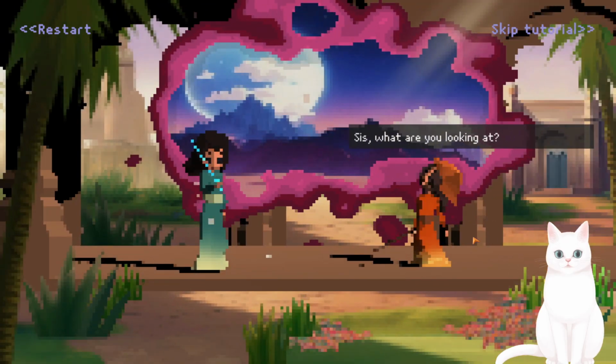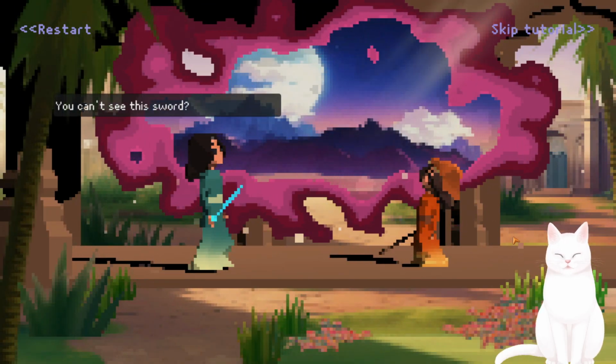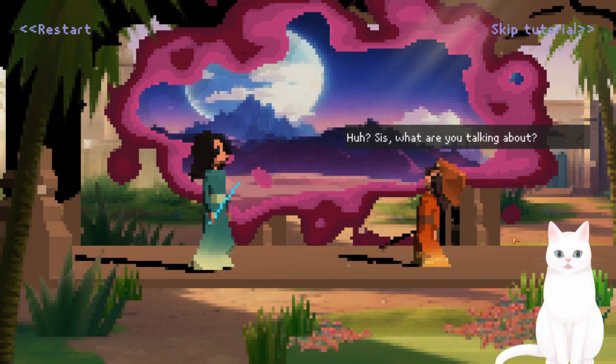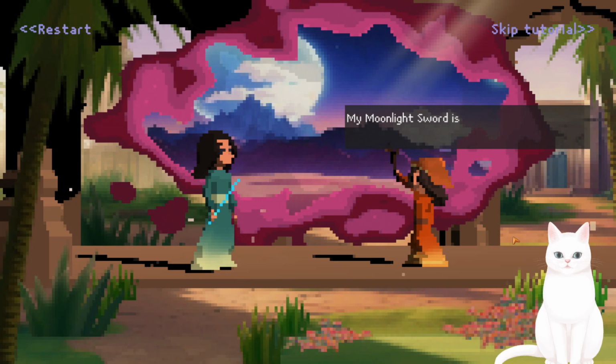So you can see Shahrazad finds this sword from the stories told by her sister become a real weapon.